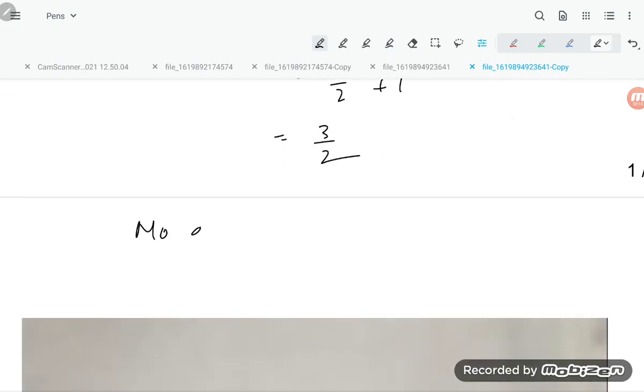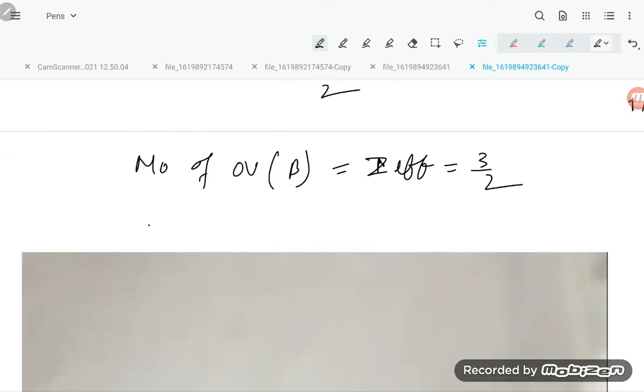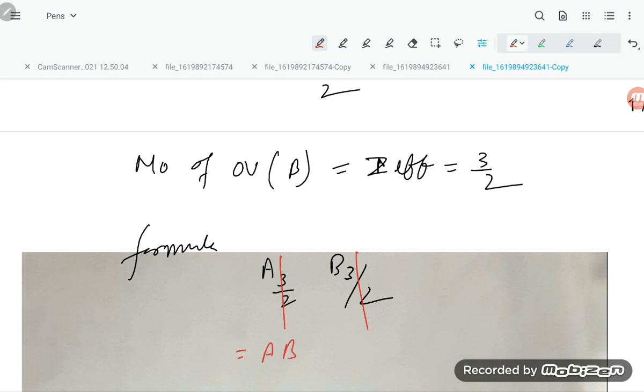Number of octahedral voids, number of OV, in brackets that is B, is equal to Z effective, and Z effective you got as 3 by 2. So if you write the formula, students, this is A 3 by 2 and this is B 3 by 2. Okay, the same formula is coming, A 3 by 2 and B 3 by 2. Let us solve. 3 by 2 is common in both, so that will cancel out. So the formula will be A and B. The formula of the compound is AB.